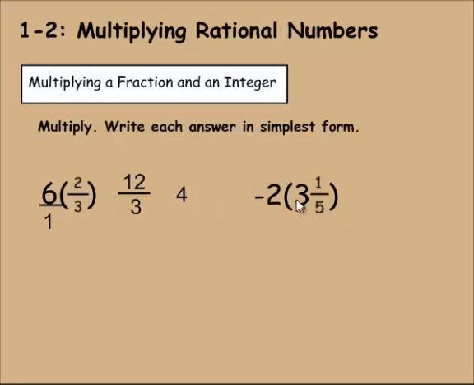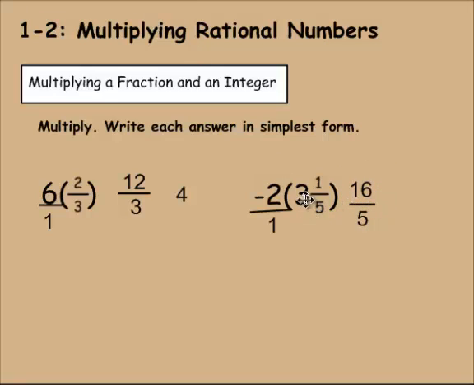We have negative 2 times 3 and 1/5. First things first, let's turn negative 2 into a fraction, so it'll be negative 2 over 1. And we have 3 and 1/5, a whole number and a fraction, so we need to turn this into a fraction. How to do that is you always take the whole number, the 3, times the denominator, then plus the numerator. Same thing for all the fractions. So 3 times 5 is 15, plus 1 is 16, and then keep that denominator. So it would be 16 over 5.